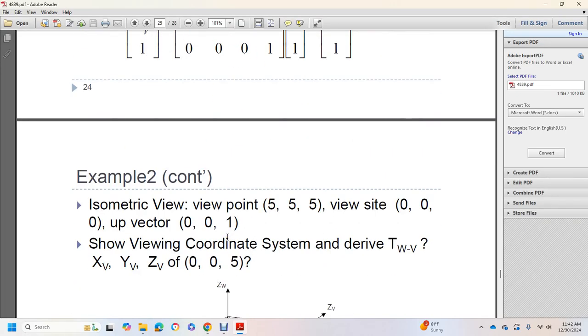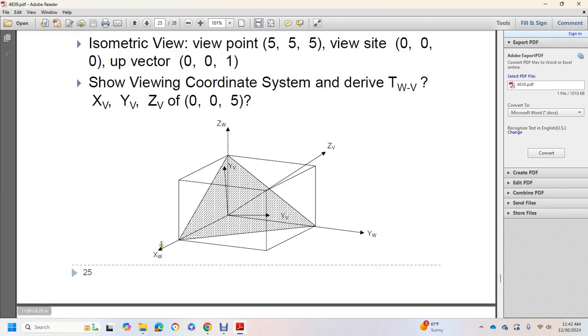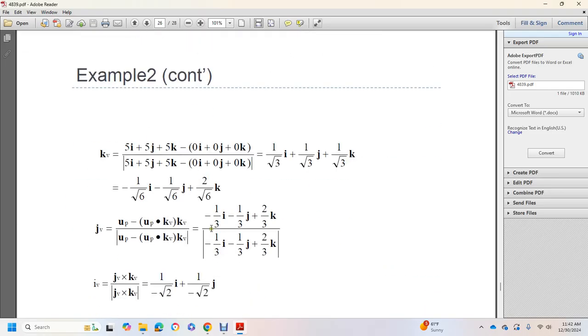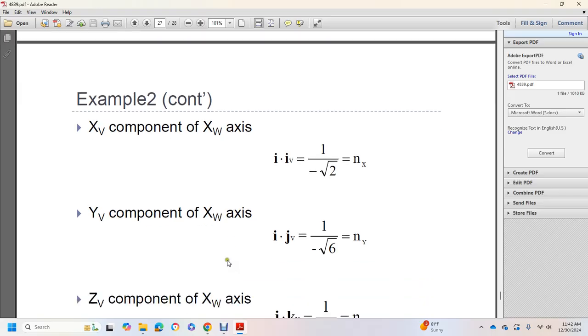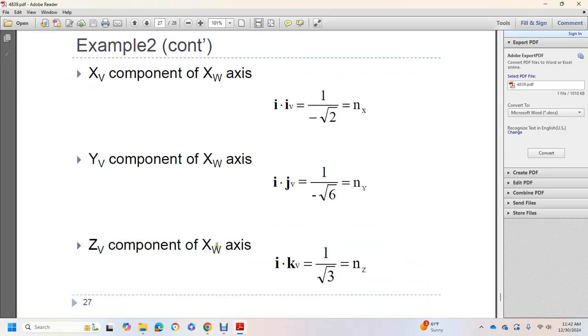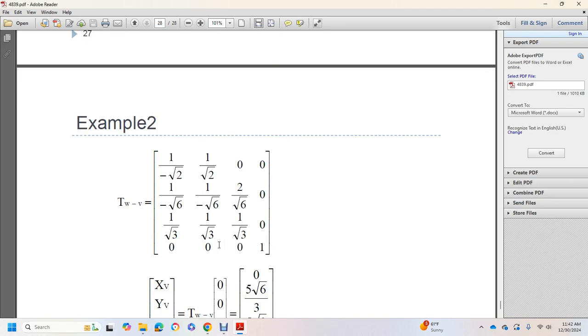Isometric view: viewpoint 5, 5, 5, view set 0, 0, 0, up vector 0, 0, 1, showing the view coordinate system derived from the T world and vectors: X vector, Y vector, Z vector. Then it shows the viewpoint. Example 2 has some algebra with i, j, k: X vector components on the X world axis, Y vector on the X world axis, Z vector components on the X world axis. Examples.